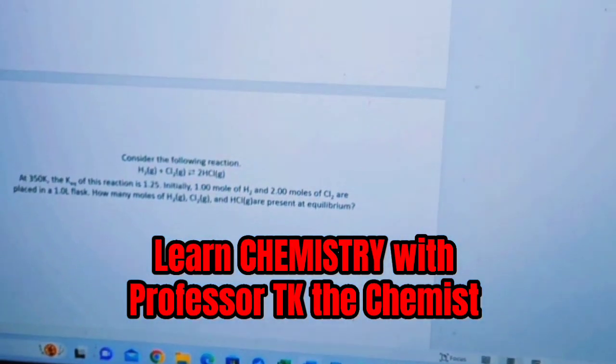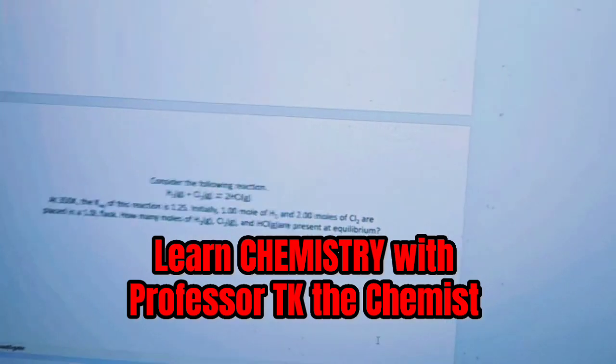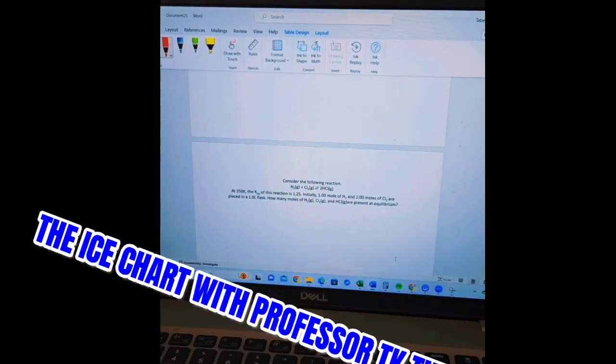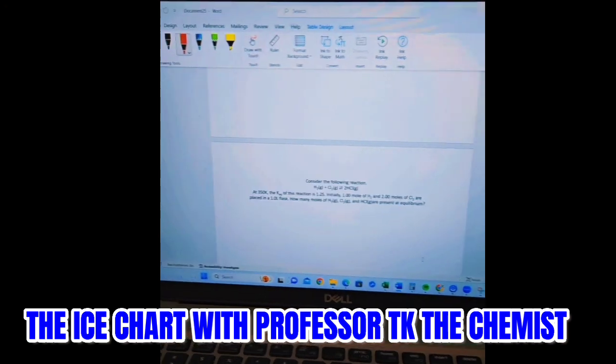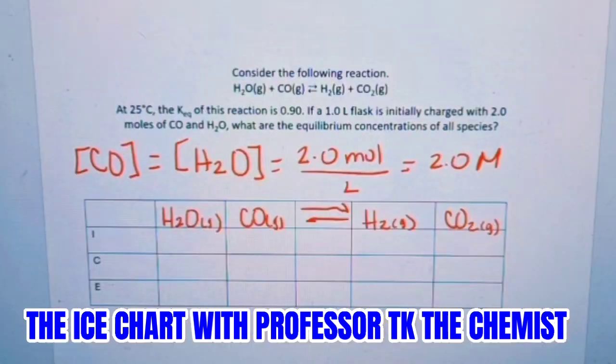So what we got today is a lesson on the ICE chart. Many of you have been asking me to do this, so I want to go ahead and tell you how to make this so simple, okay? So simple. What we got today deals with the ICE chart.